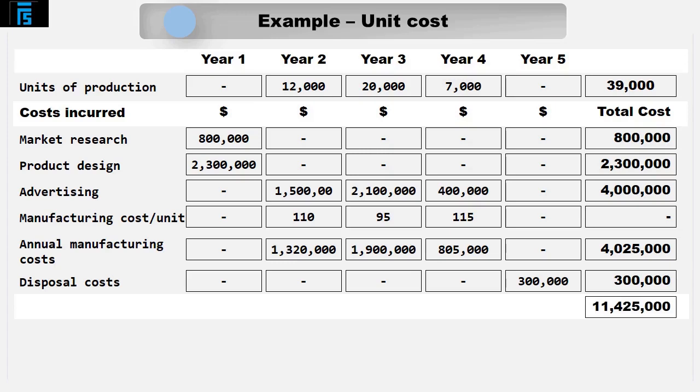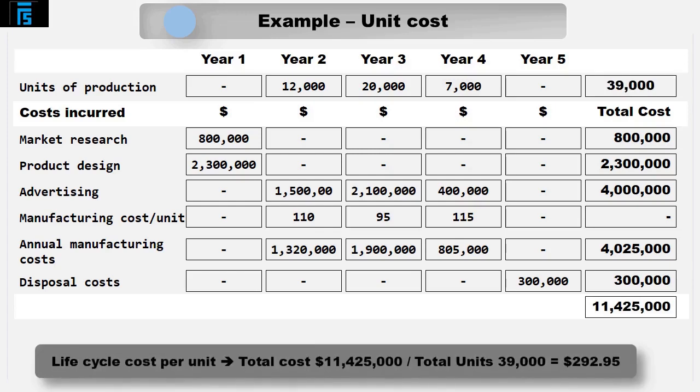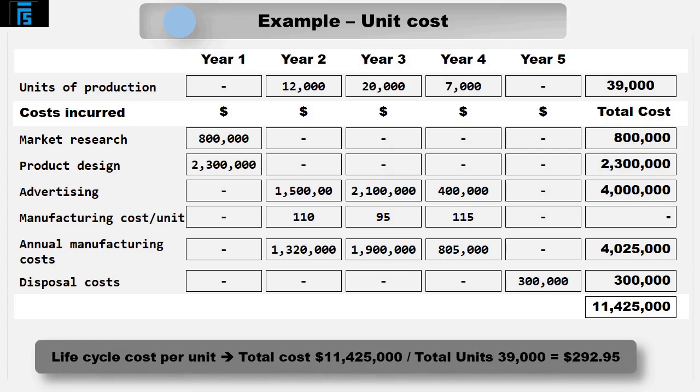Budgeted units of production in years 2, 3 and 4 total 39,000 units. Hence, the life cycle cost per unit, calculated as total costs divided by total units, or 11.425 million divided by 39,000 units, is $292.95.